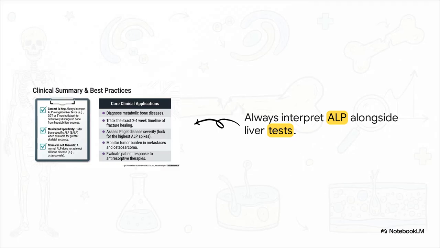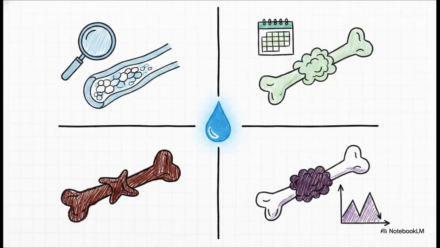As we noted a bit earlier, because ALP can also come from places like the liver, context is absolutely key here. To practice safely, clinicians must always interpret elevated ALP results alongside other liver-specific tests, like GGT. Only by completely ruling out the liver can we definitively prove that this molecular signal is actually coming from a distressed skeleton. Maximizing that specificity is just critical. Ultimately, measuring this specific enzyme provides massive clinical utility for us.